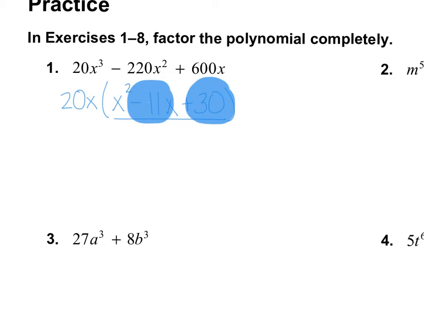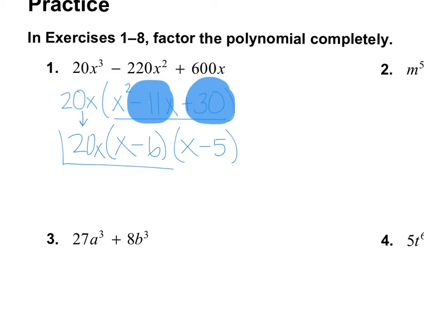Negative 6 and negative 5 multiplied is 30, and negative 6 and negative 5 added is negative 11. So how we did this before, we wrote our dead cartoon eyes, placed the negative 6 and the negative 5 in, and we just brought this down. And that is factoring a polynomial, one way of doing it.